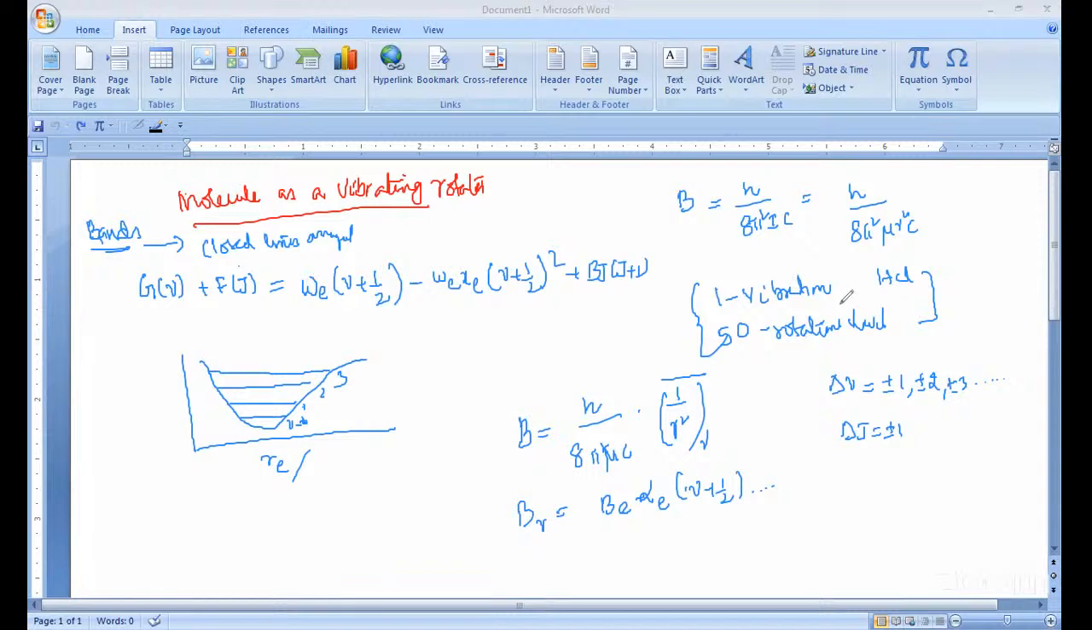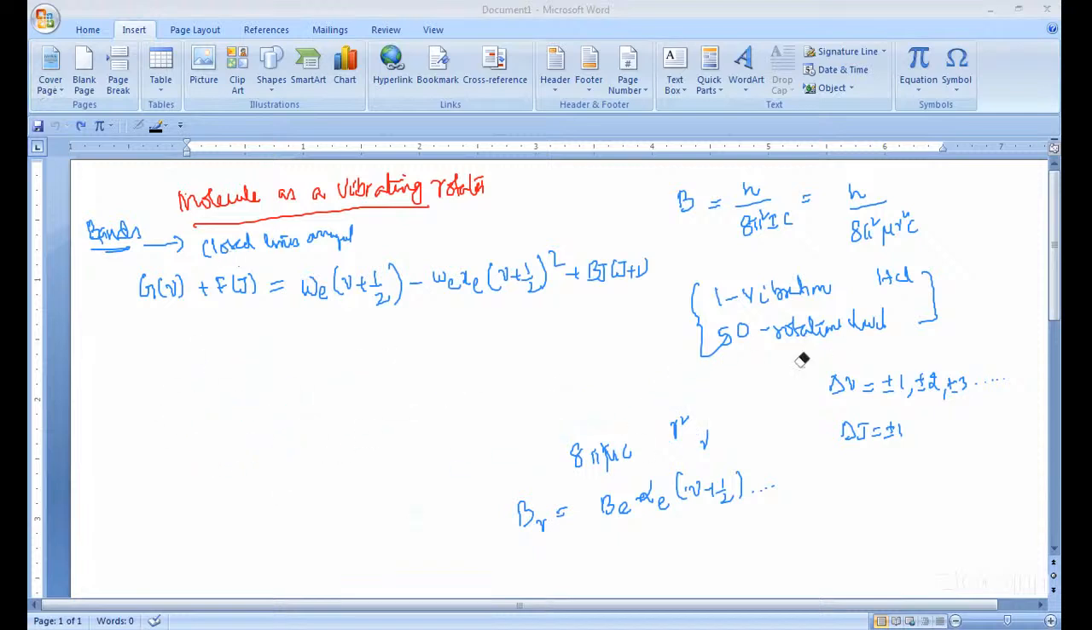So for J, both the transitions, plus 1 and minus 1, are now applicable in the case of absorption, because the two J levels involved now belong to two different vibrational levels. So for a given transition, that means for a vibrational transition, we are talking.